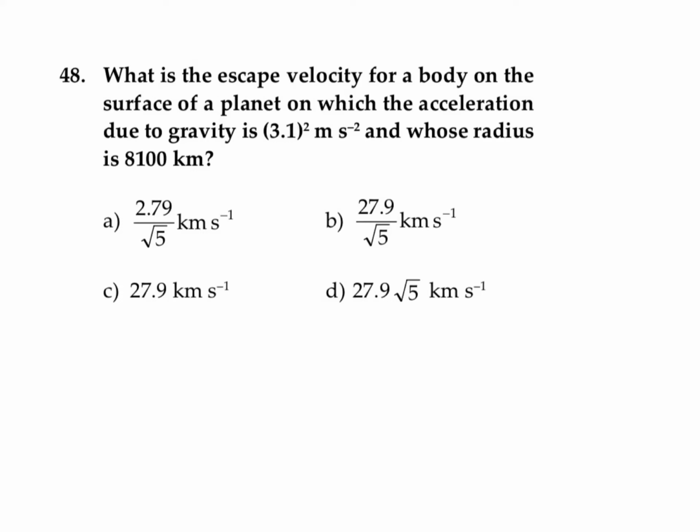In this question it is given: what is the escape velocity for a body on the surface of a planet on which acceleration due to gravity is 3.1 squared and whose radius is 8100 kilometer. So we know the equation for escape velocity, that is equal to under root of 2gr.